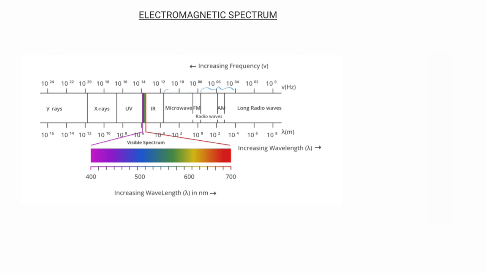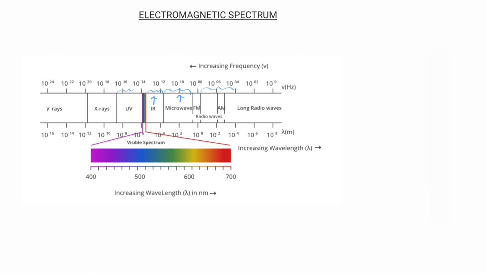Around 10 to the power 10 hertz, we have microwave radiations, which are mainly used in microwave ovens for cooking purposes at home. These microwave radiations are emitted by galaxies as well as stars. So astronomers use these radiations to understand the structure of nearby galaxies as well as stars. Also around 10 to the power 12 hertz frequencies, we have infrared radiations, which are mainly used for heating purposes. These infrared radiations are also used in night vision devices as well as infrared remote controls.